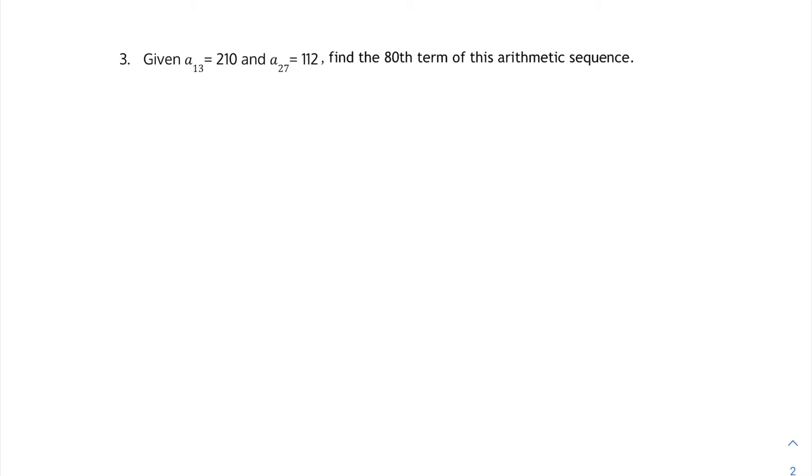So for this one, we're told that A13, the 13th term, is 210, and A27, the 27th term, is 112. And we're being asked to find the 80th term of this arithmetic sequence. Now, this piece right here where I tell you that it's an arithmetic sequence is necessary. If that was missing, you would not be able to solve this because you wouldn't know if you're looking for the 80th term of something arithmetic, so we're using that formula, or geometric. There's no way, given the information we have, to determine which of those it is. But because I know it's arithmetic, I know that I'm using this formula, right?